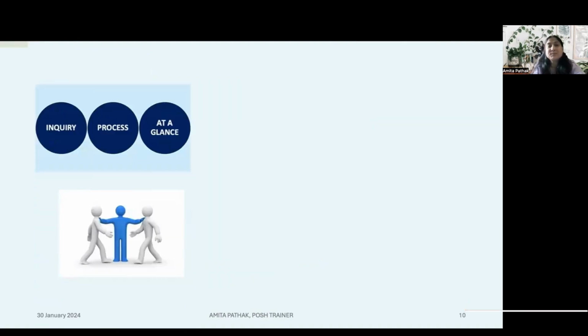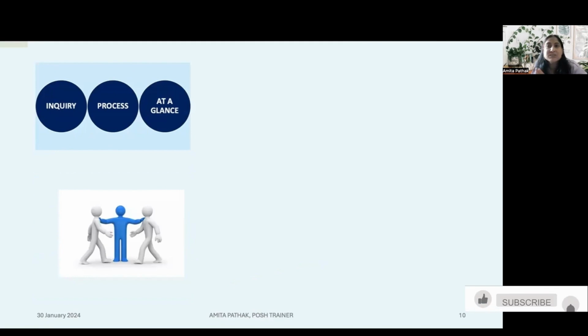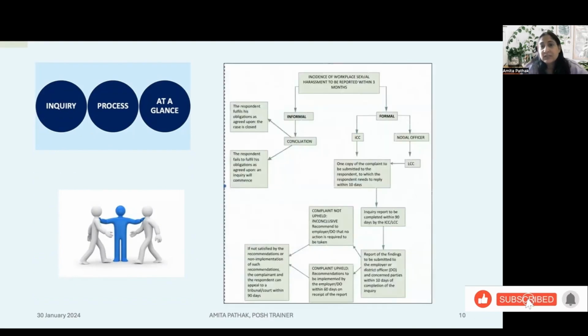Let us take a deeper look. Inquiry process at a glance. How does this inquiry happen? If we look at the chart, incidents of workplace sexual harassment are to be reported within 3 months. Yes, any harassment incident needs to be reported within a 3 month time frame. As I discussed, there are two types of complaint mechanism, informal and formal. In informal, the respondent fulfills his obligation as agreed upon and the case is closed. And if the respondent fails to fulfill his obligation, an inquiry will commence. That is the formal procedure.